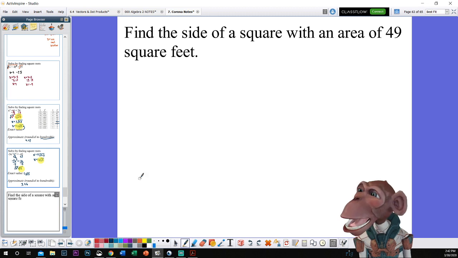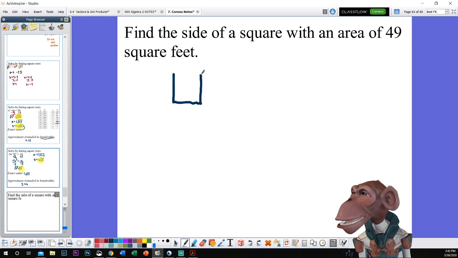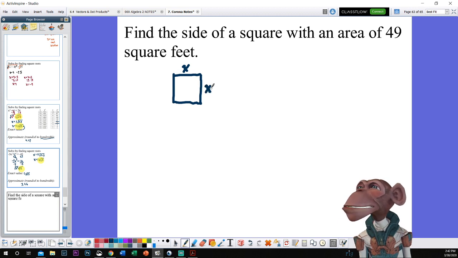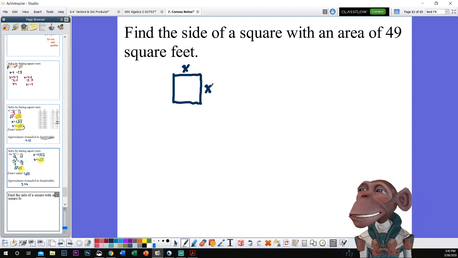Now let's do a word problem. We have a square that has an area of 49 square feet. So let's pretend that I can draw, and that's a square. We don't know what this is. We don't know what this is. But they're both the exact same measurement because squares have equal sides.